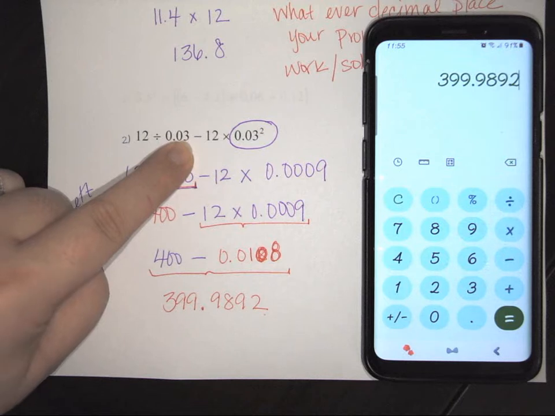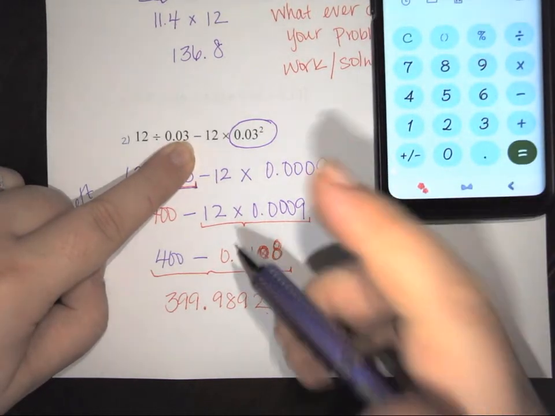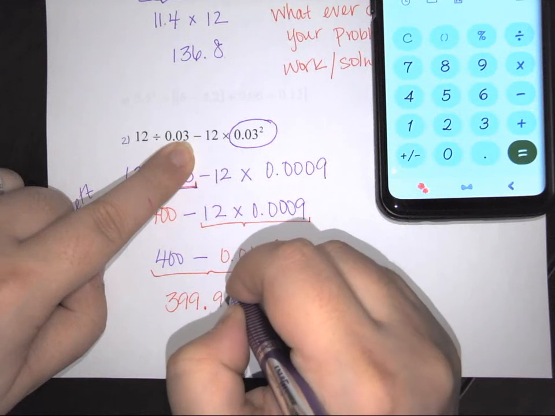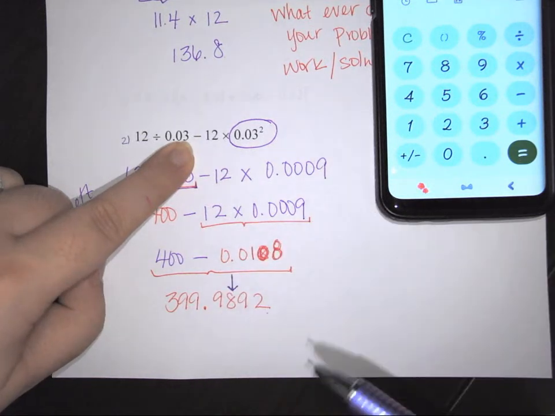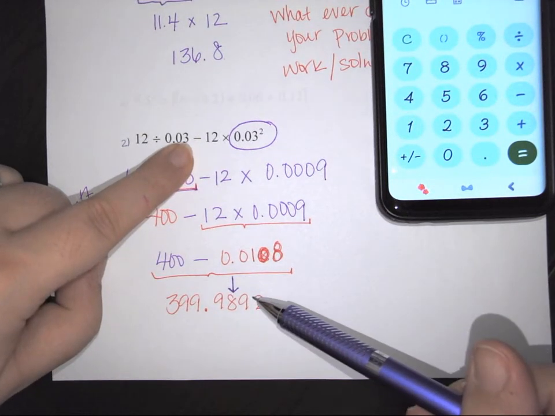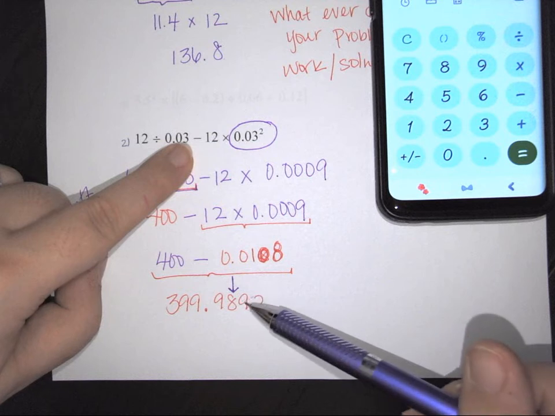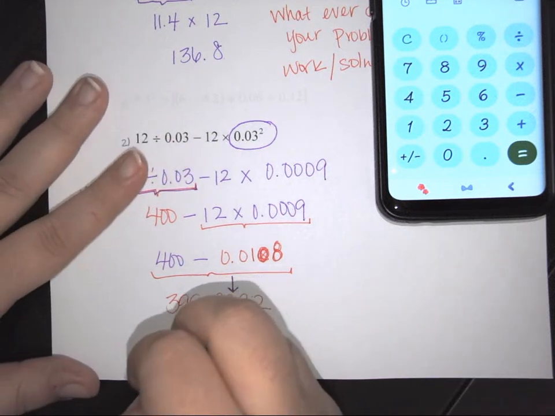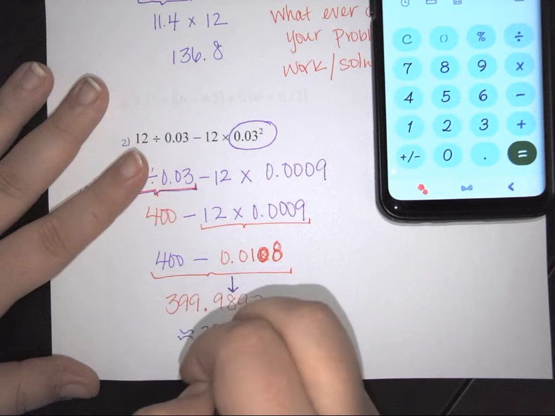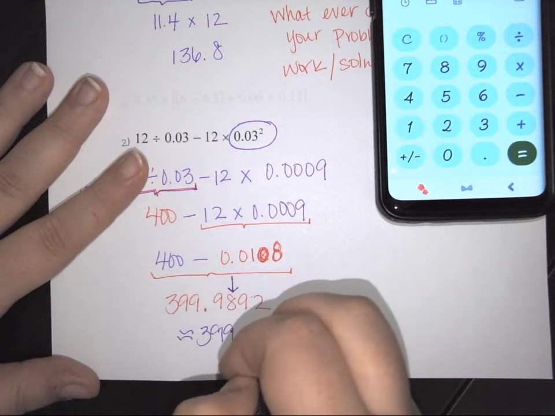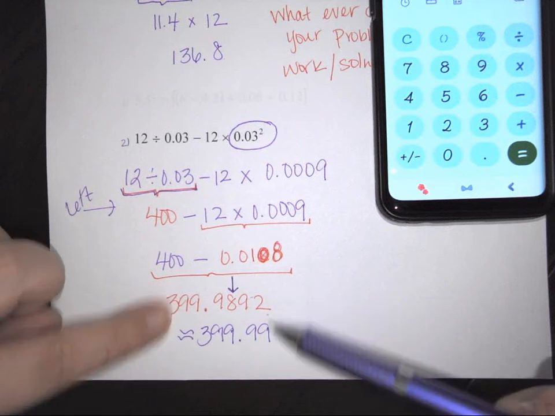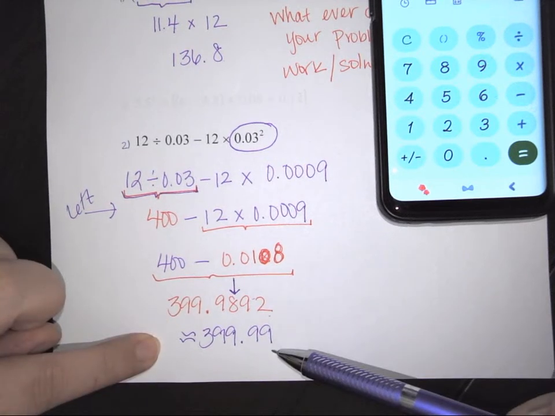So that would mean, again, we would be looking at this spot here, 2 decimal places. So we would use the spot next to it, which is a 9. 9 rounds up, so this would also be the same as saying 399.99. So depending on your instructor is going to depend on which method you want.